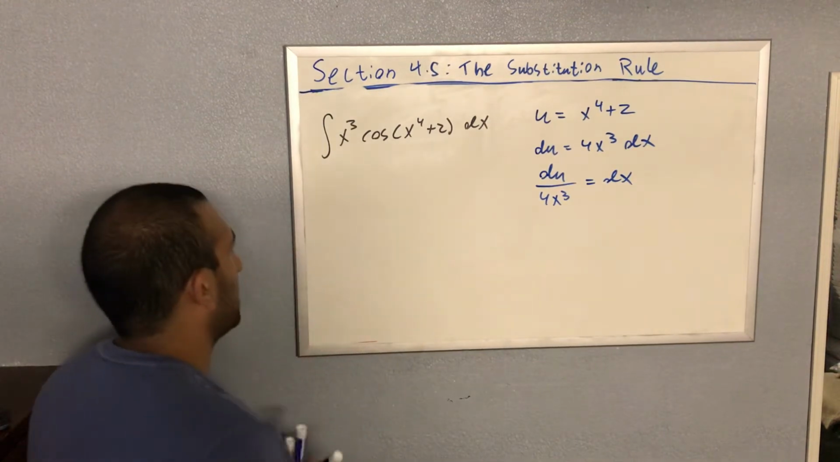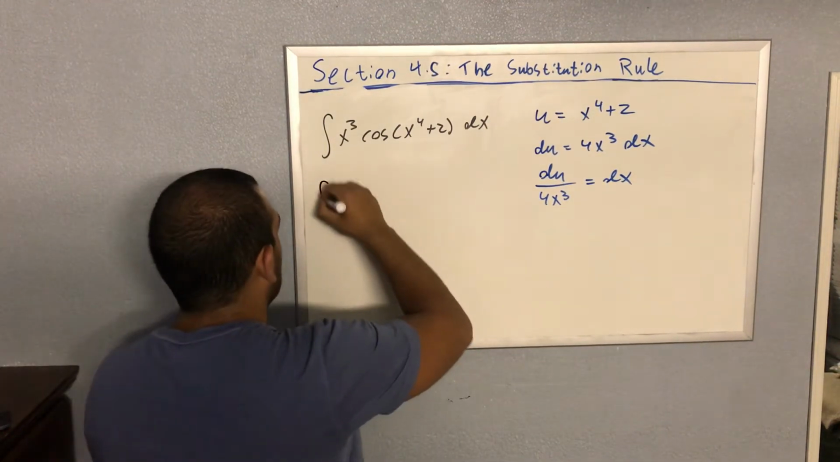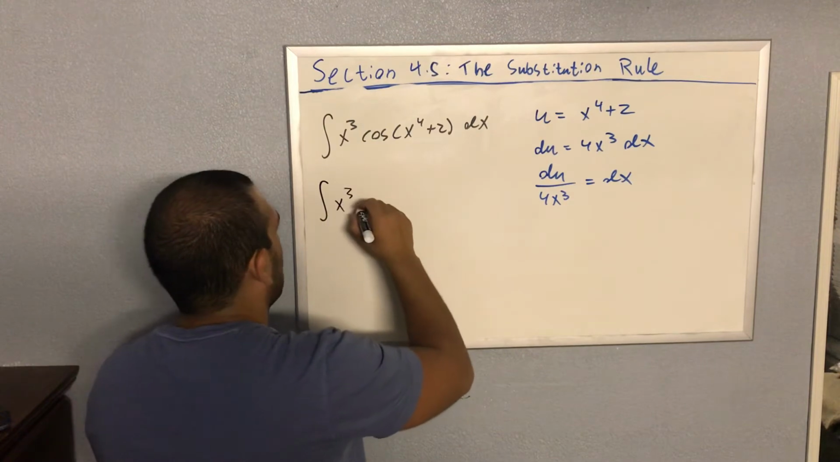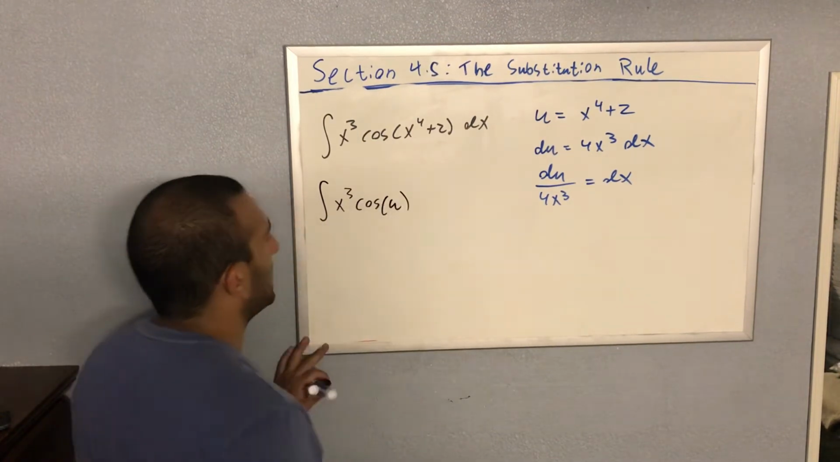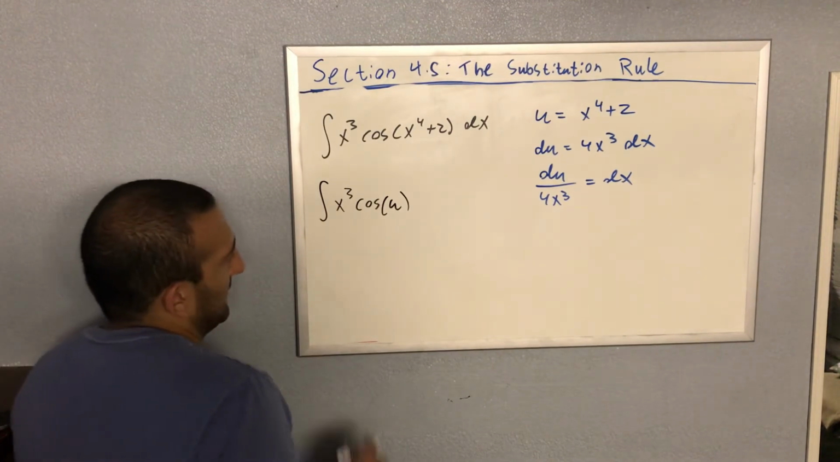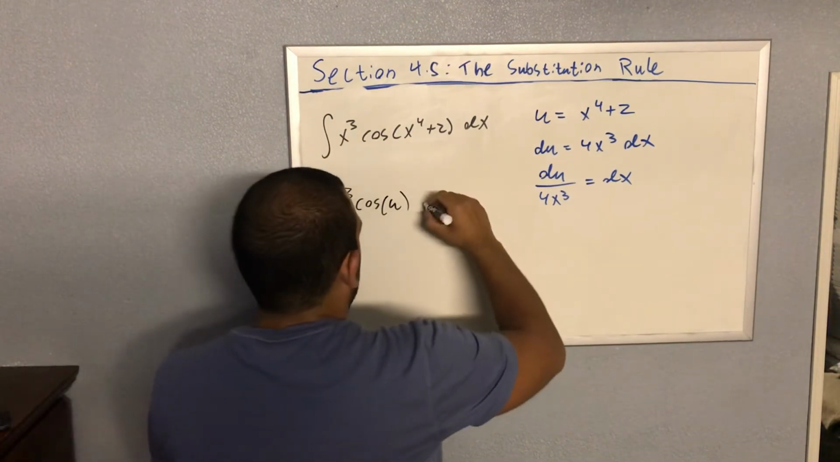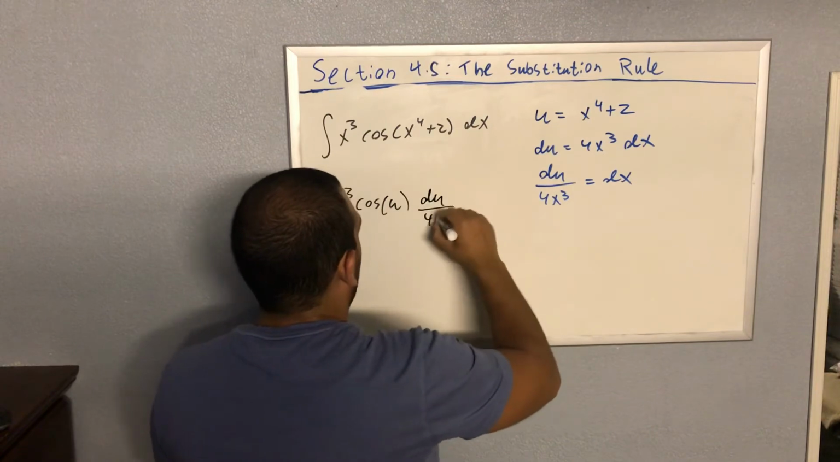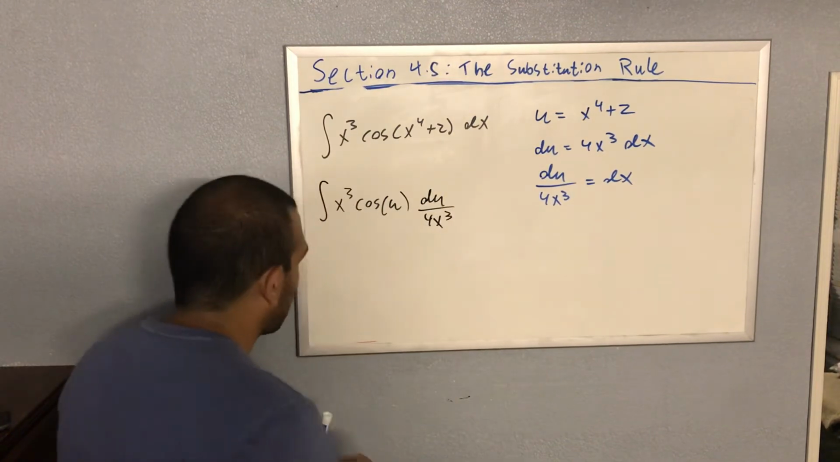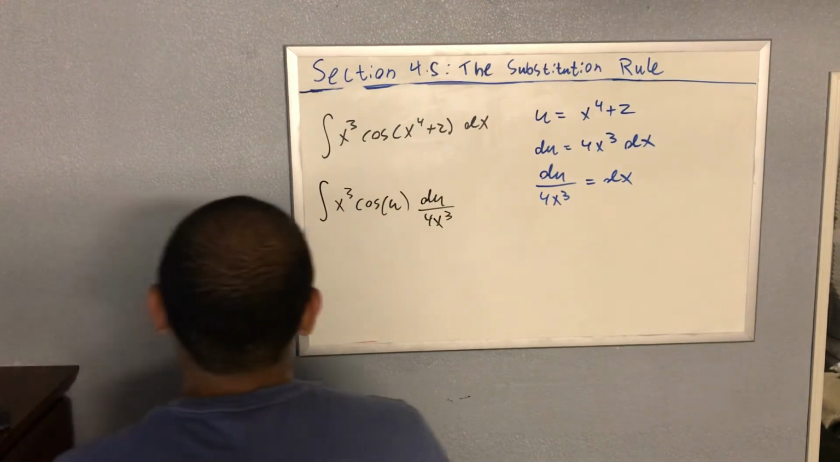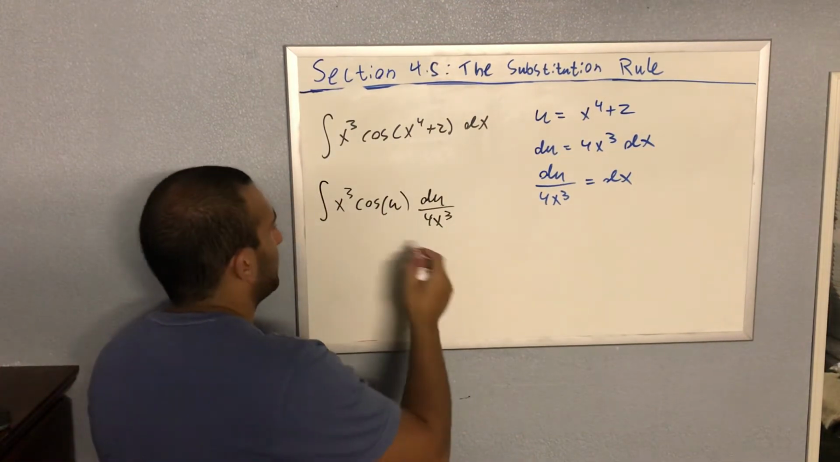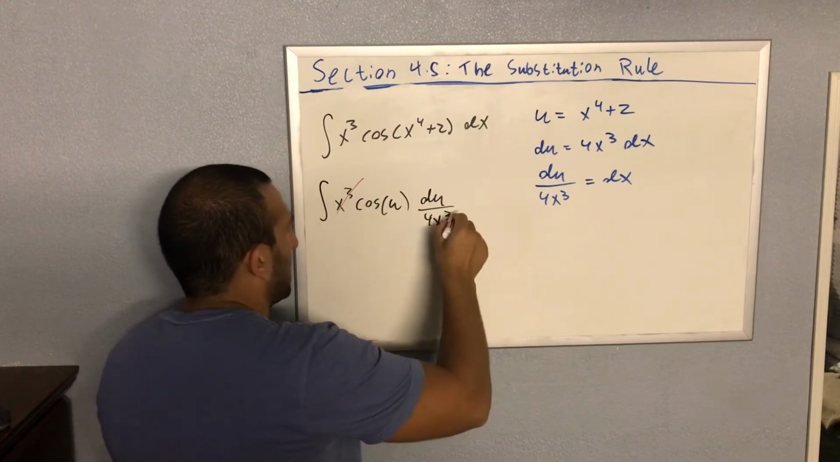So then this integral transforms into x cubed times cosine of, well, this is u, so the cosine of u, times what dx is, which is du all over 4x cubed. And that's perfect because now the x cubed cancels and we don't get that weird sine of x to the fourth plus 2 term. So that cancels.